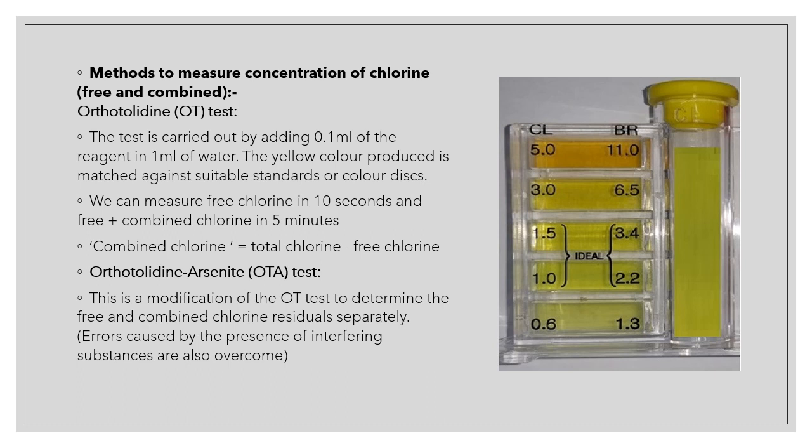We can measure the free chlorine in 10 seconds and free plus combined chlorine in 5 minutes. What I mean by this is that the orthotolidine, the reagent, is going to react quicker with the free chlorine, so we can see the results quicker for that, but it reacts more slowly when it comes to combined chlorine. So if you want to see free plus combined chlorine concentration, it's going to take us 5 minutes. The second test is the orthotolidine arsenite test. This is a modification of the first test to determine the free and combined chlorine residuals separately. Also in this, the errors that we had in the first test are overcome.